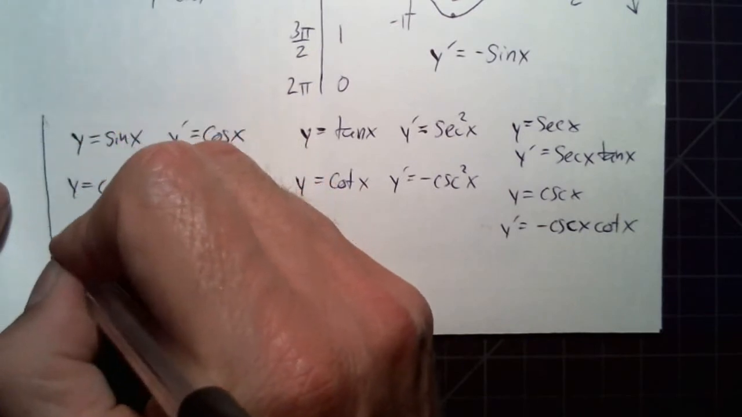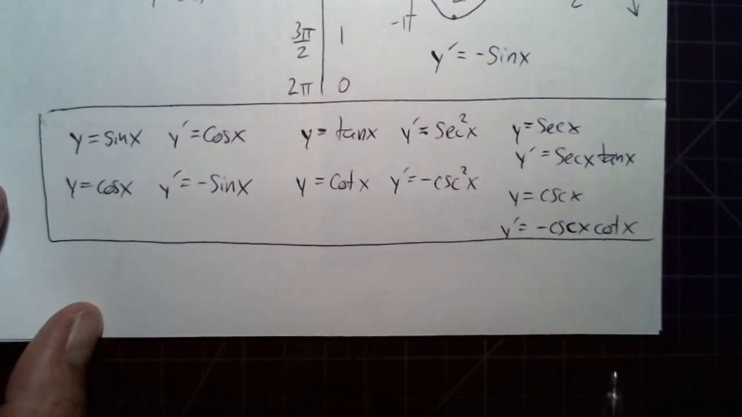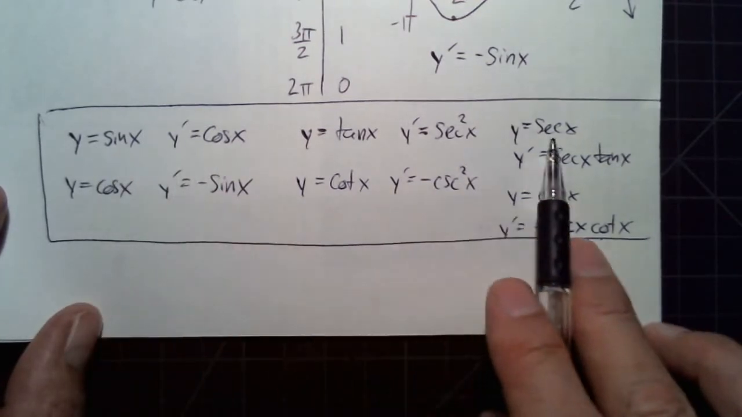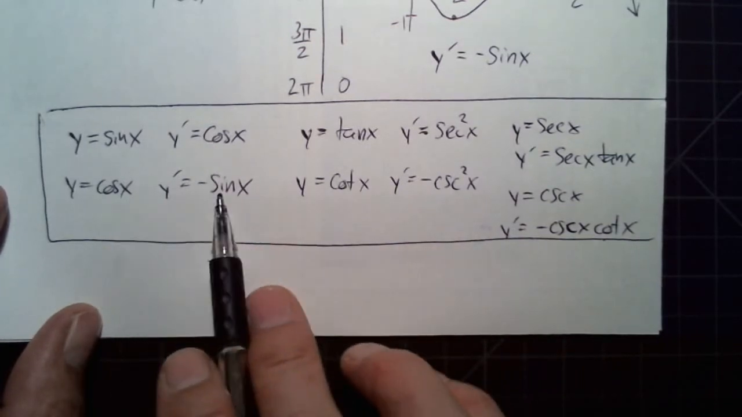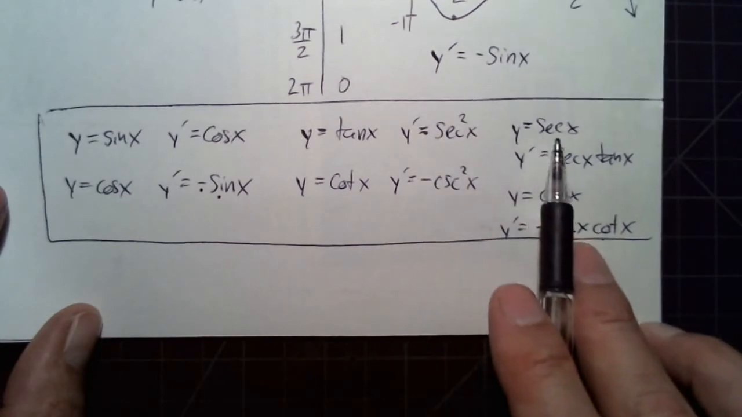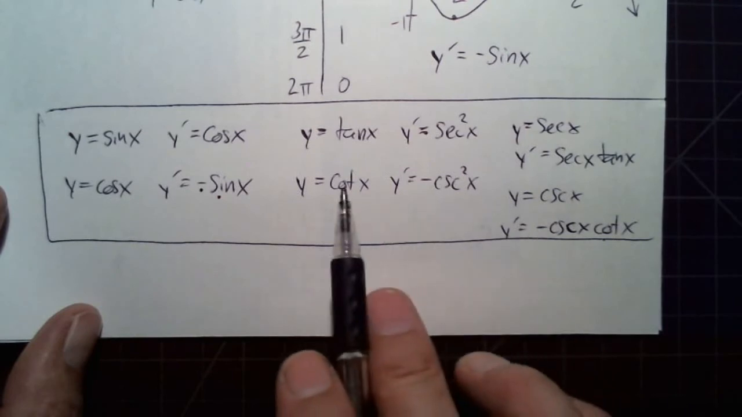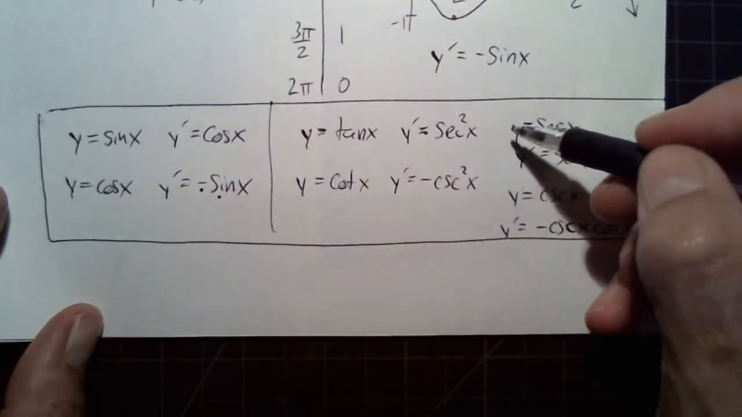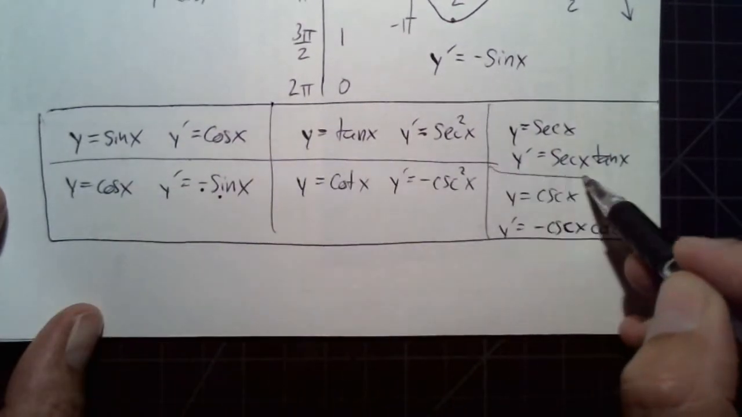Alright, so let's see how these are. Look for a pattern. Instead of memorizing 6 things, we can just see that if you memorize the top 3 here, then all you do for the other ones is switch them around and make it negative. Secant goes to cosecant, secant tangent goes to cosecant cotangent, and then all of these have negatives. So we need to memorize these.